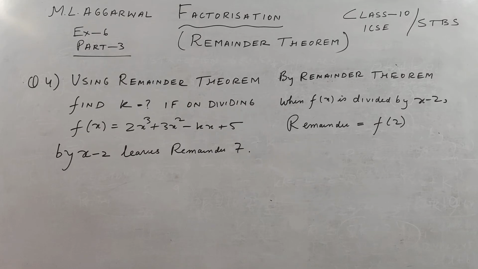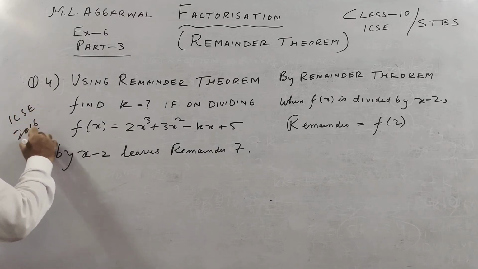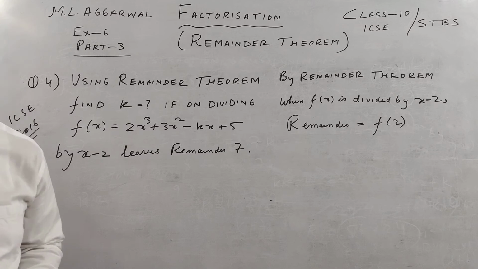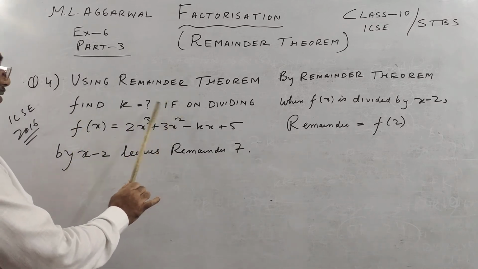So see, children, we move on to the last question of this session, which is question number 4 of ML Agrawal's book. As I told you, questions 1 to 8 are on remainder theorem, ICSE 2016. So what we have in this question, children, is: using remainder theorem, find k.